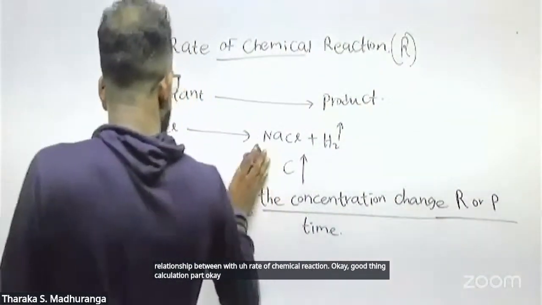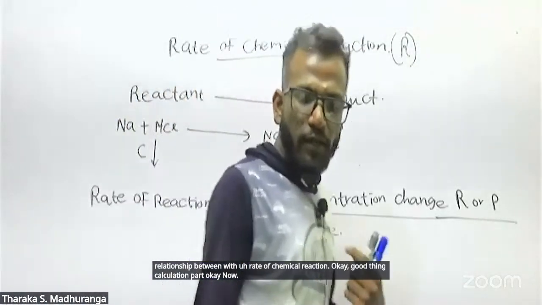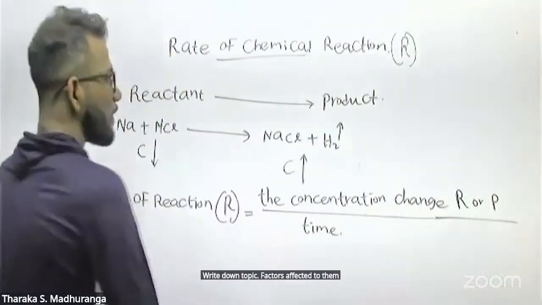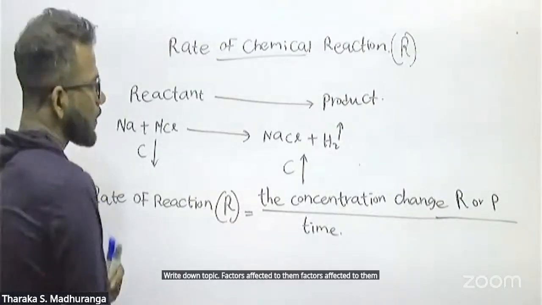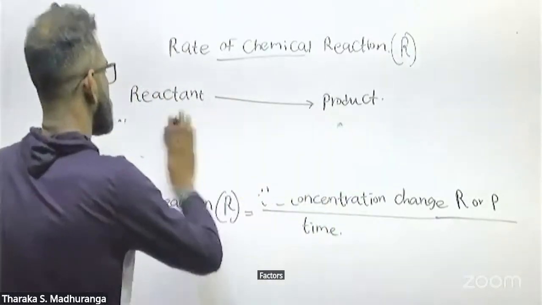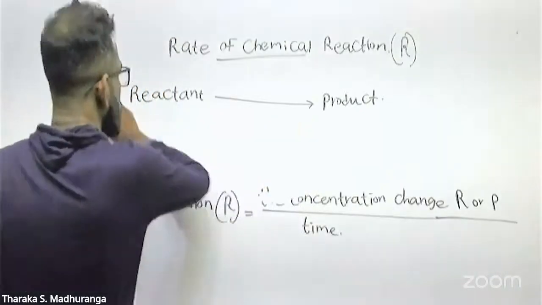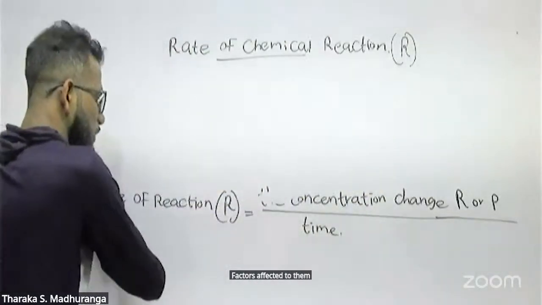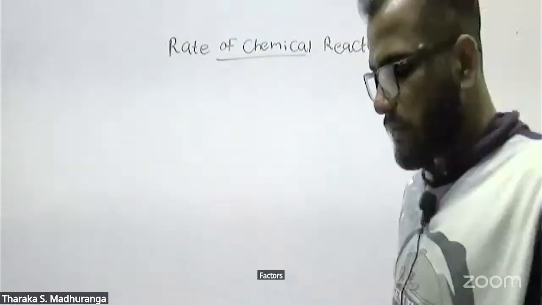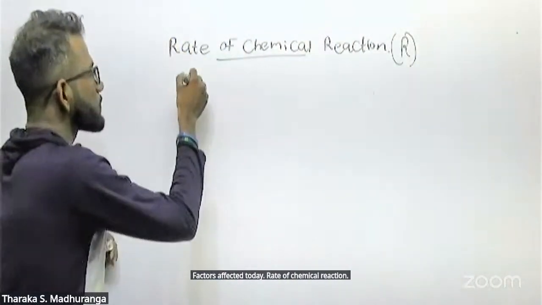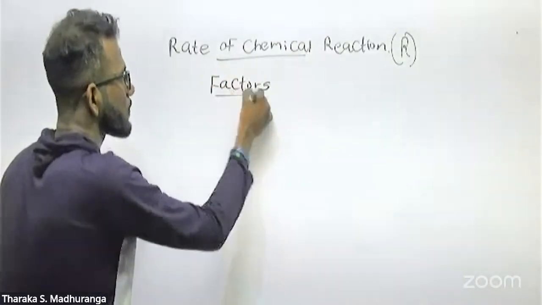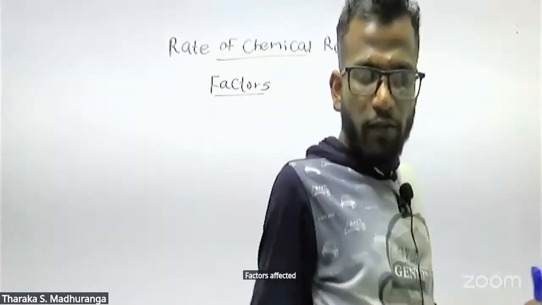Okay, now write down the topic: factors affecting the rate of chemical reaction.